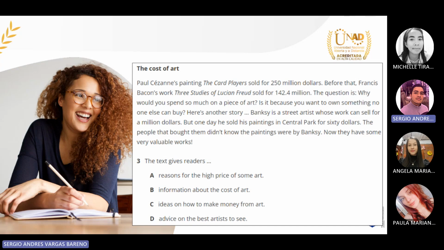It's difficult. It's a difficult one. Yeah, maybe it would be the letter A, the reasons for the high price of some art. Maybe the reason is in the question: why would you spend so much on a piece of art? It is because you want to own something no one else can buy. Maybe that's the reason, but I think the response is ambiguous.